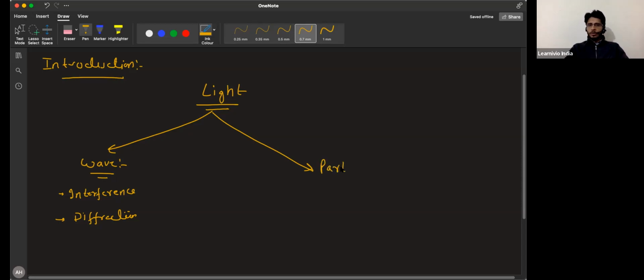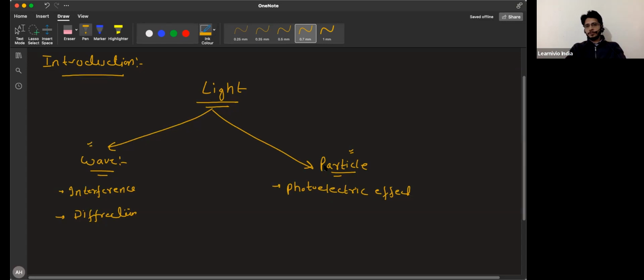Then light may also behave as a particle. Among the phenomena which support the wave theory of light and the particle theory of light, one of them is the photoelectric effect. The photoelectric effect is the phenomenon which supports the particle theory, and interference and diffraction support the wave theory of light. So we have already done everything related to the wave theory. Now we will come to the particle theory. While doing the photoelectric effect, we will consider light as a stream of particles.